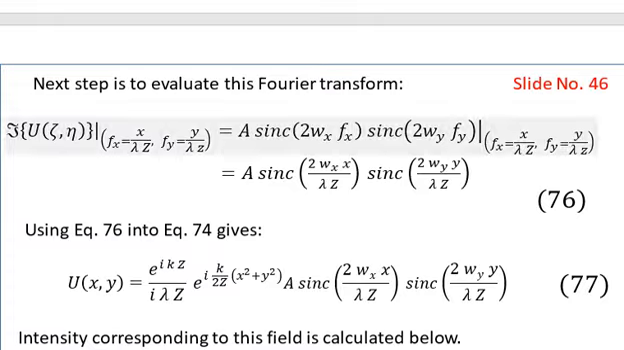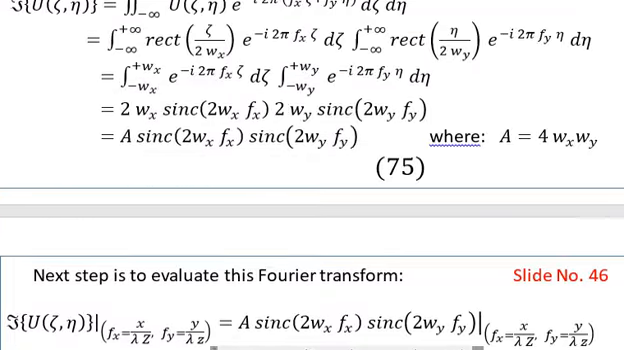So fx in the sinc will be replaced by 2wx into x over lambda z, and similarly using 2wy and plugging in the value of y, we have the argument of the second sinc function as 2wy multiplied by y over lambda z. So this is equation number 76 after we have converted that into the space coordinates which are x and y. Now we have to plug this Fourier transform back into the previous equation.